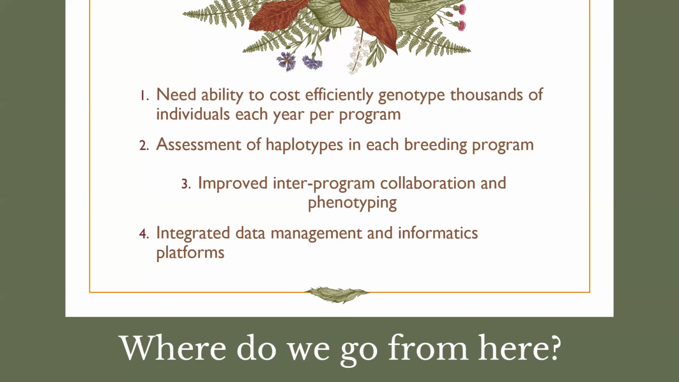We need to look at the assessment of haplotypes in each breeding program and making sure that those are covered. So if we're thinking about using low density genotyping, that we can accurately impute up to the materials that represent the breeding program, if we're using that for genomic selection. We need to look at improving our inter-program collaboration and phenotyping because we have very valuable expertise in different areas associated with breeding and moving towards using integrated data management and informatics platforms.